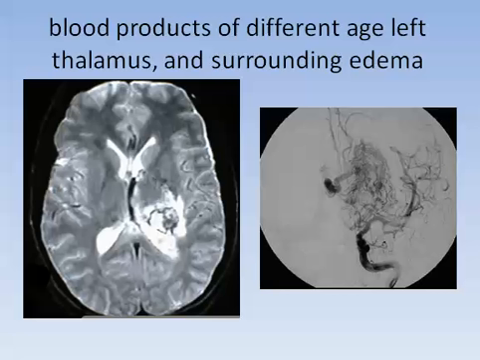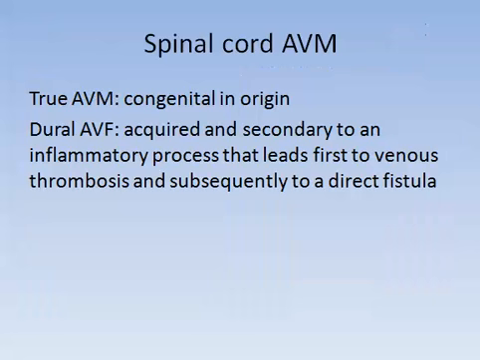Blood products of different ages at the left thalamus with surrounding edema, and again there is a big draining vein seen. In the spinal cord there may be AVM, which could be true congenital or acquired secondary to an inflammatory process that leads first to venous thrombosis and subsequently to a direct fistula.